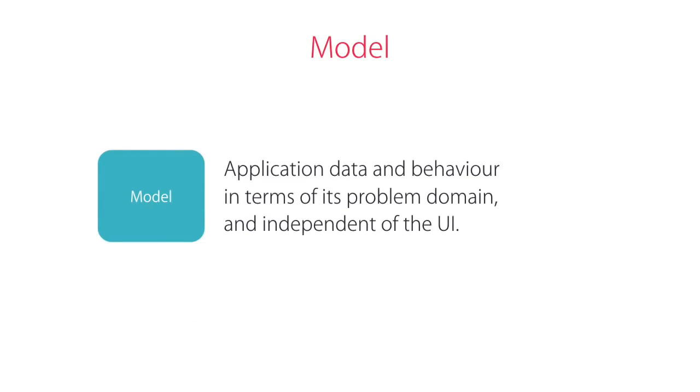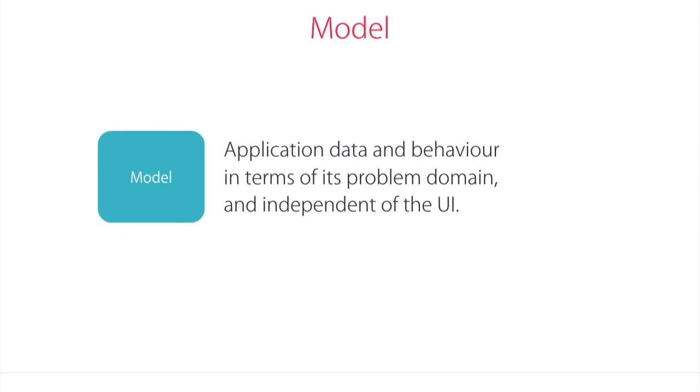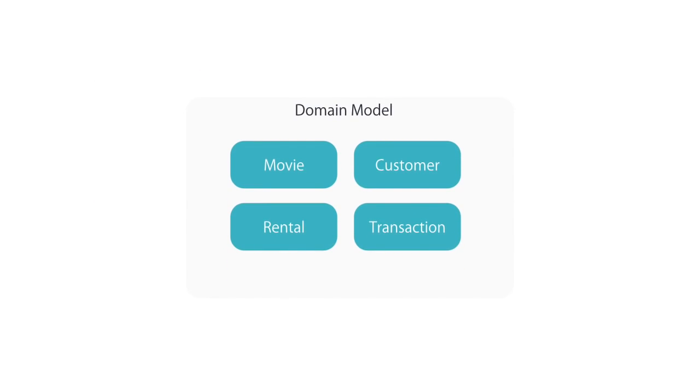In an MVC application, the model represents the application data and behavior in terms of its problem domain and independent of the user interface. For example, in our video rental application, our model will consist of classes like movie, customer, rental, transaction, and so on. These classes have properties and methods that purely represent the application state and rules. They are not tied to the user interface, which means you can take these classes and use them in a different kind of app like a desktop or a mobile app. They are plain old CLR objects, or POCOs.